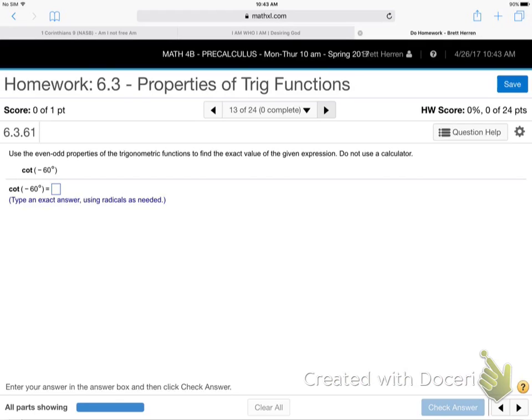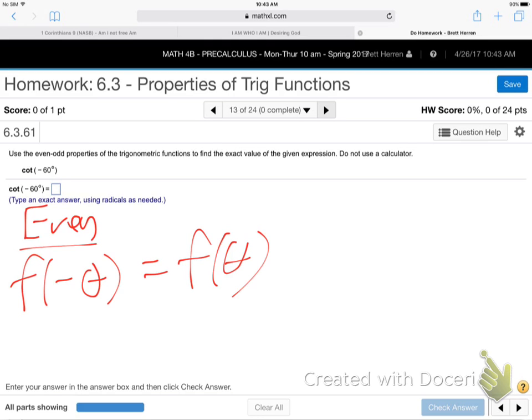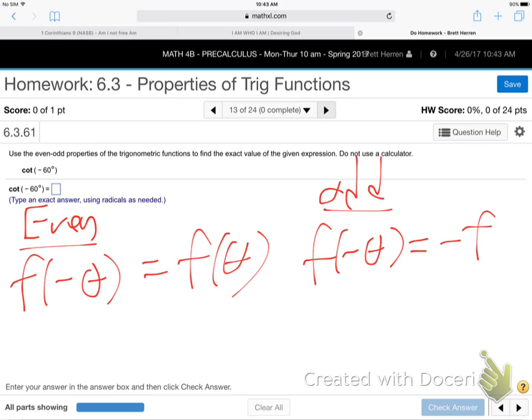Even odd properties. So what are they talking about? A couple things. Do you remember if you have what's called an even function? It's been a while. We did even functions maybe a couple months ago. Basically, if you have an even function, what that means is if you have a negative whatever plugged in, negative theta, negative x, whatever, you can just ignore the negative. And if you have an odd function, what that means is if you plug a negative inside, you can take it to the front.